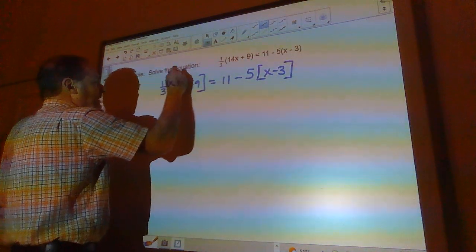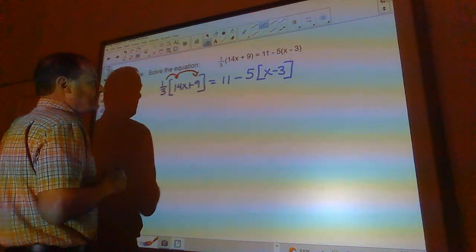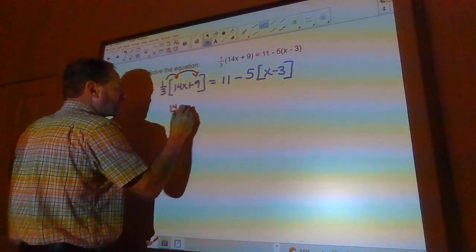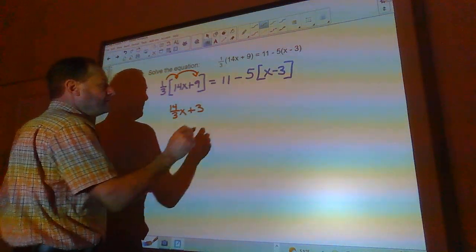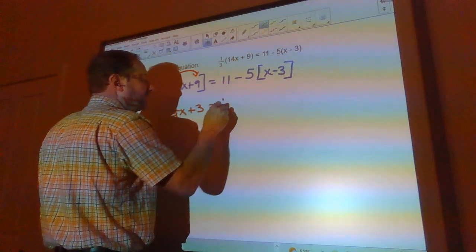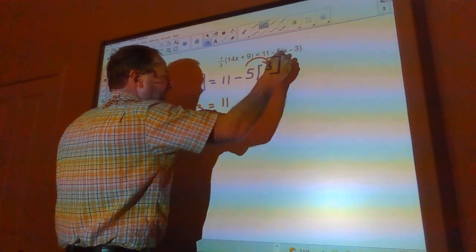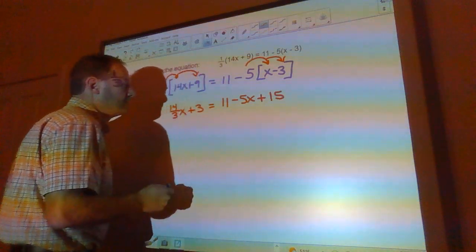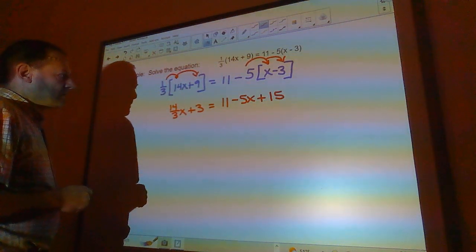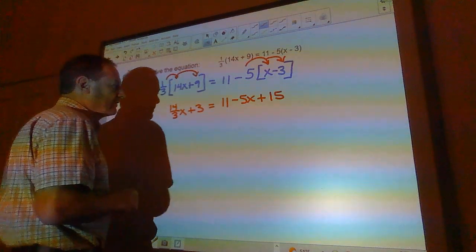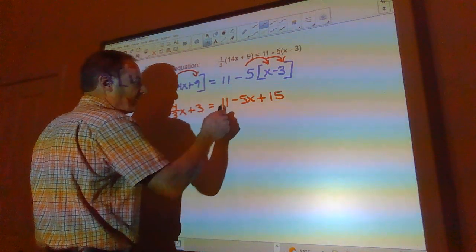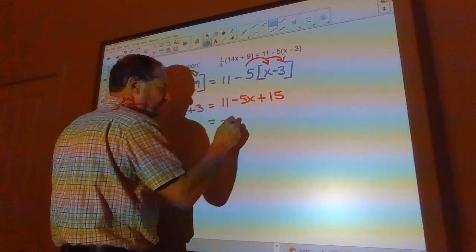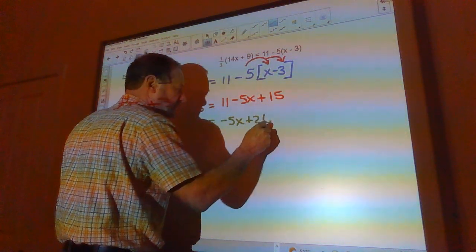Okay, I'm going to go ahead and distribute this in here. It gives me 14/3 x plus 3 equals 11. I'm going to distribute the negative 5 in here, so I get minus 5x plus 15. Let's simplify this a little bit. I can combine my 11 and 15. That's going to give me negative 5x plus 26.